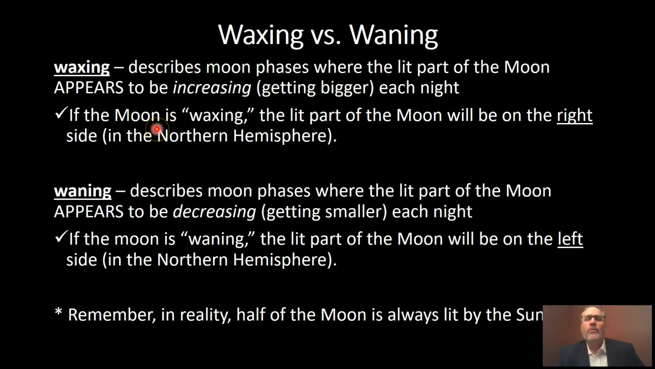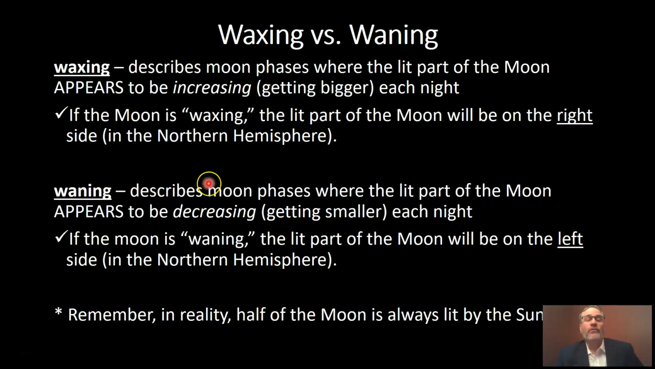I do want you to know when you look into the sky, you can tell if the moon is waxing or if the moon is waning. To tell if it's waxing, here in the northern hemisphere, if we look and the lit part of the moon is on the right side, then we know that's a waxing moon. Okay? So we have the lit portion on the right-hand side. That's going to be a waxing moon.